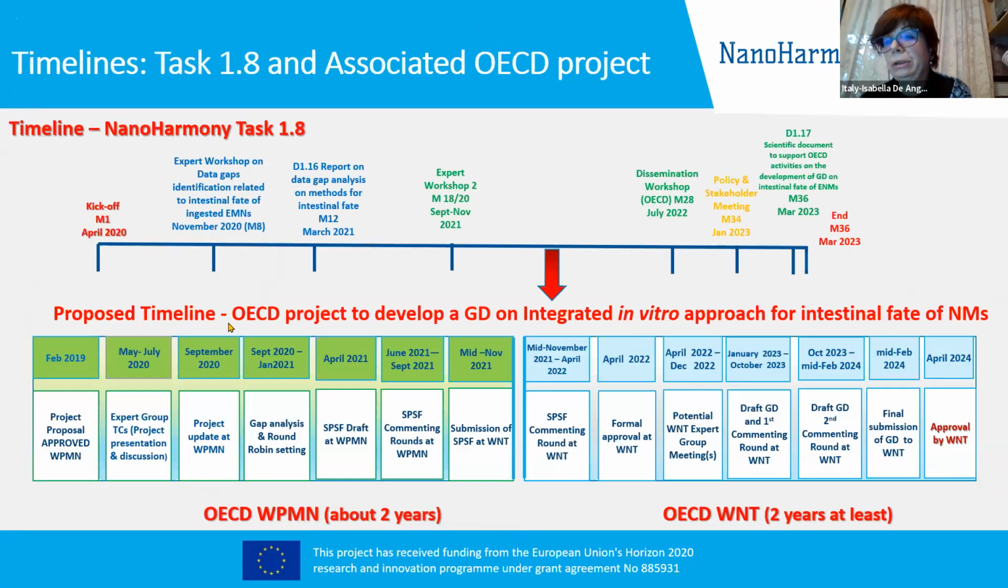And as reported in this timeline, NanoHarmony activities are strongly linked with the OECD timeline. This timeline has been reported in the other presentation, and there is an OECD WPMN zone in which the preliminary proposal and the draft of the SPSF are discussed, and then the project moves towards the WNT zone, in which the SPSF is discussed. In both cases, the NanoHarmony project covers the whole process of the OECD timeline. So far, our proposal is at this point of the timeline.